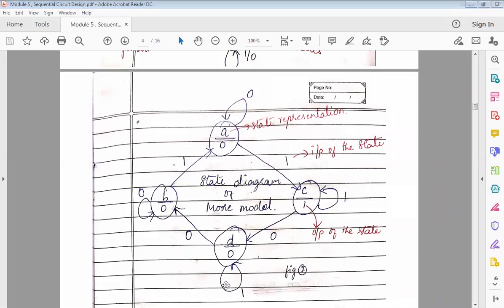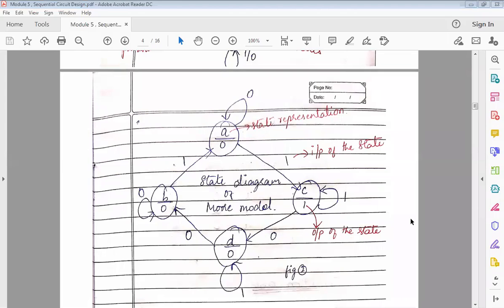Any doubts till this concept that we have discussed, students? Is it all clear? Yes, sir. Fine then.